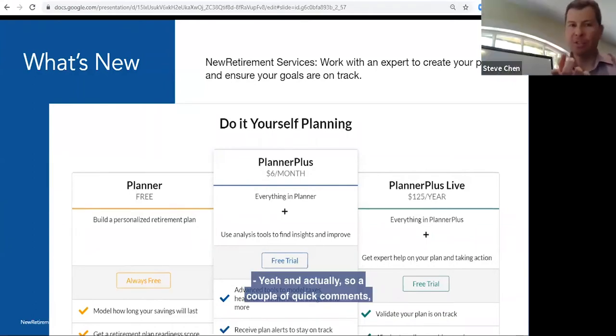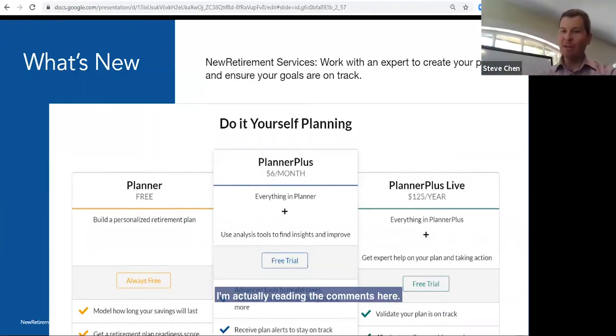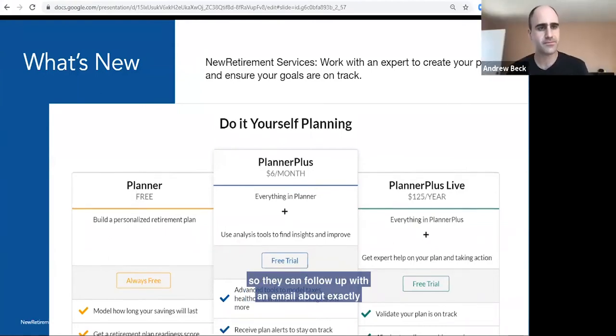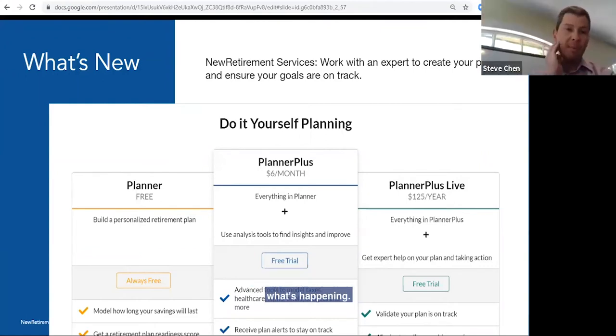Yeah, and actually, a couple quick comments. I'm reading the comments here. I agree with what Tommy V is saying, that Plaid is keeping a token with limited access. They're not getting full access to your account. But we can follow up with an email about exactly what's happening.